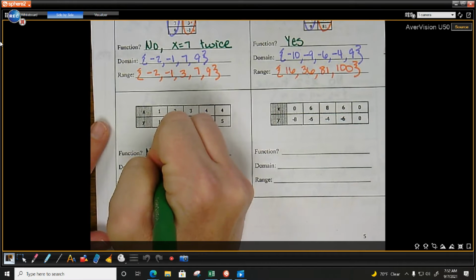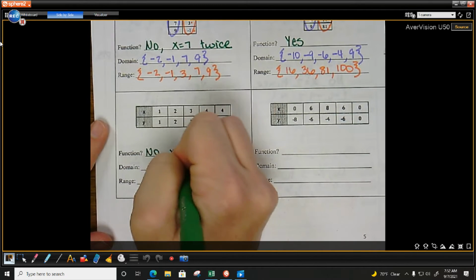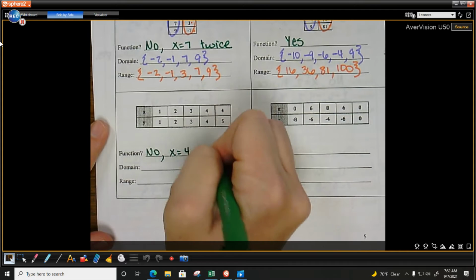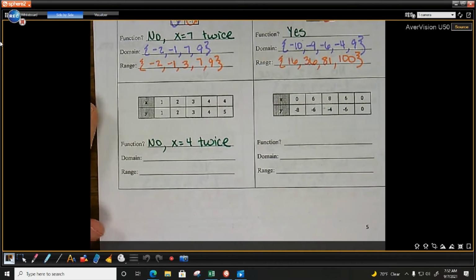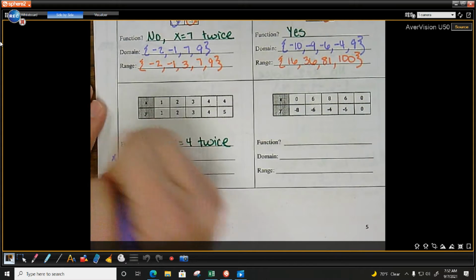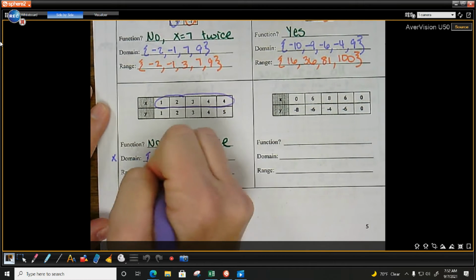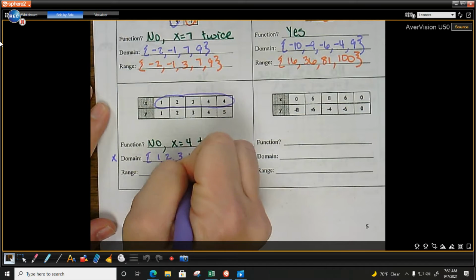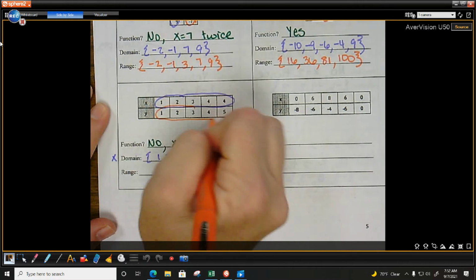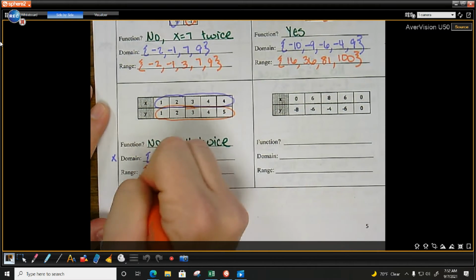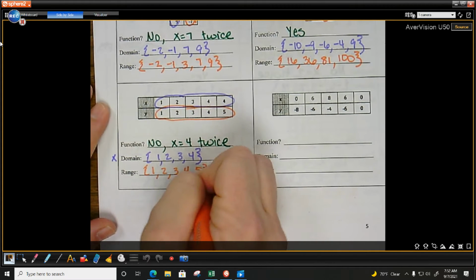Are you allowed to have repeat x's? No. X is 4 twice. That's not allowed. You're not allowed to have repeat x's. Remember, domain is x, so I'm going to list out my x's. 1, 2, 3, 4. Then I'm going to list out my y's for my range. 1, 2, 3, 4, 5.